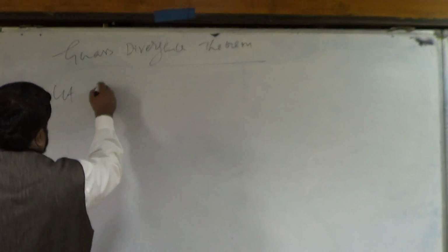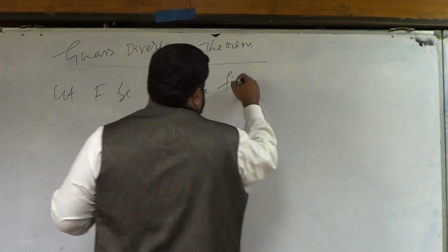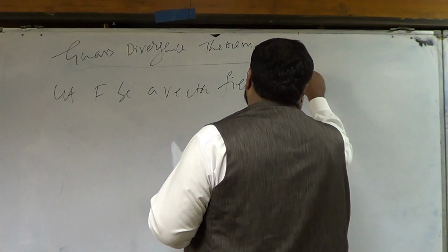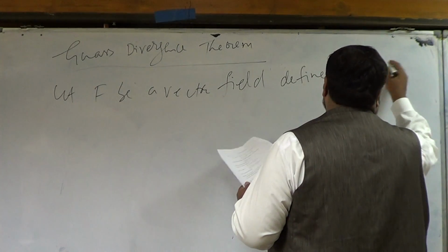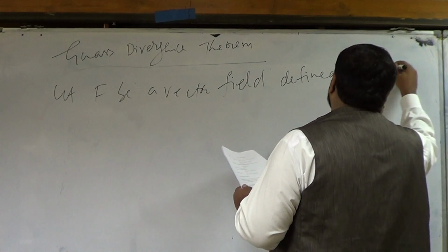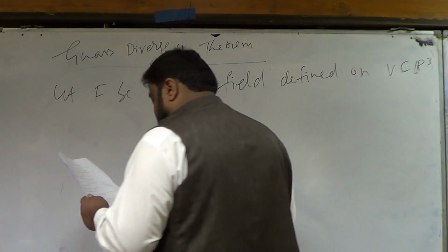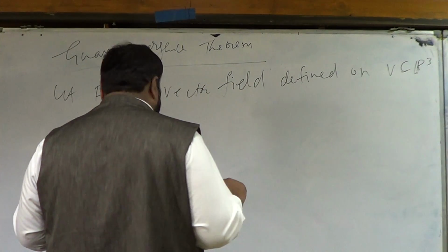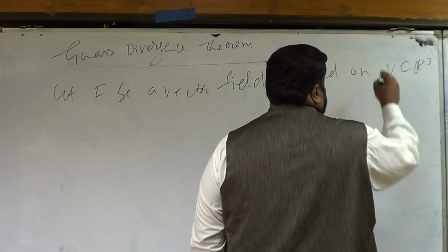So let me put it precisely. So let F be a vector field defined on V or a neighborhood of V. Okay. Define V. But this V is a Gauss region.